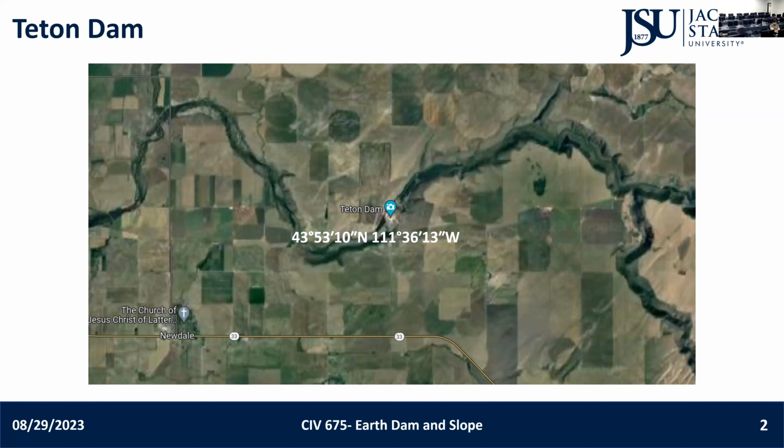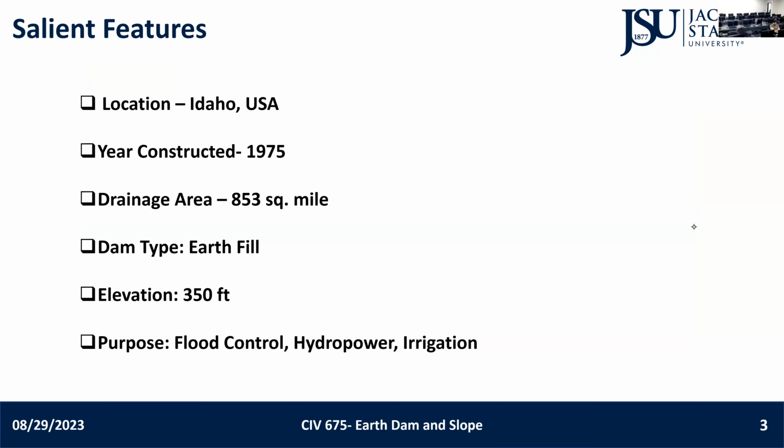And finally, we'll discuss the investigation and the probable cause of the failure. Teton Dam is located in Idaho, USA, in the valley of the Teton River. It was constructed in 1975, for the purpose of irrigation, generating hydropower, and flood control. The drainage area of the dam was around 853 square miles. The type of the dam was an earth-fill dam. The total height of the dam was 350 feet, and the total length of the crest was around 3,000 feet.